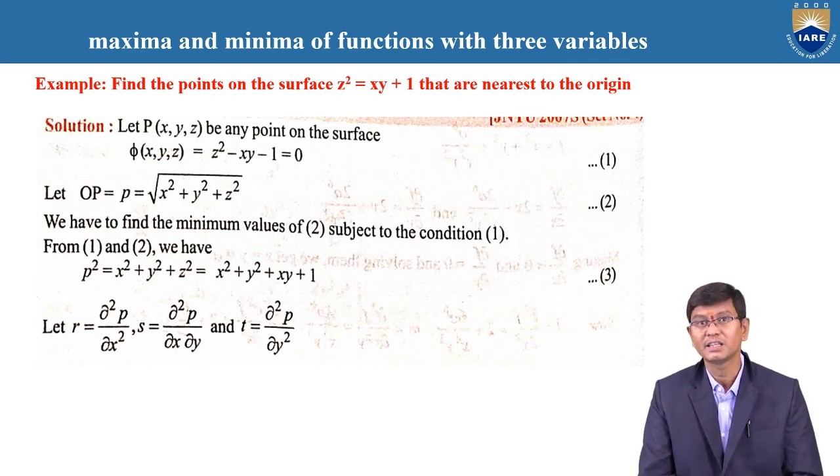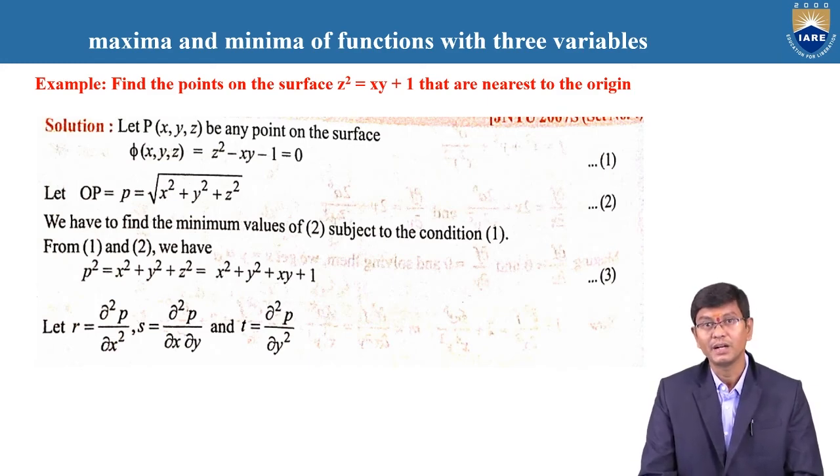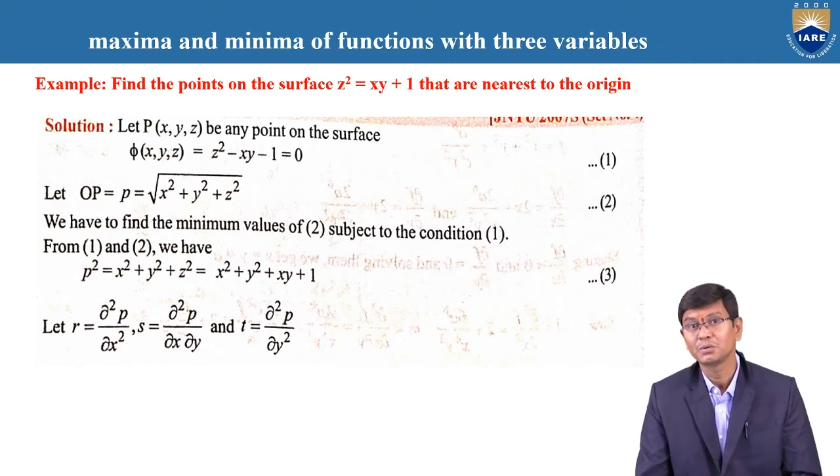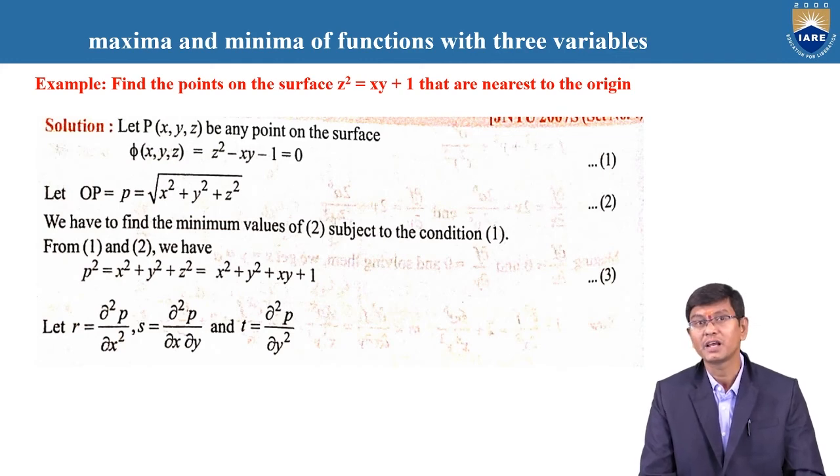Therefore, from this equation, r is nothing but dou square by dou x square, similarly s is nothing but dou square by dou x dou y, and t is nothing but dou square by dou y square. Here f is the function, assumed in terms of p. Therefore, we replace it with p: dou square p by dou x square, dou square p by dou x dou y, and dou square p by dou y square.